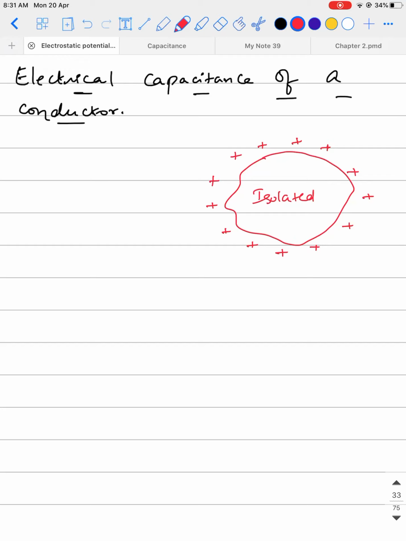Now let's logically think of one fact. Suppose this conductor was connected across a 1 volt potential source. Let's say a charge Q1 gets deposited. Now we increase the potential to 2 volt, and the new charge deposited is Q2. Similarly, at 3 volt it increases to Q3, and at 4 volt it increases to Q4. Now at 5 volt, let's say it stops at Q4.